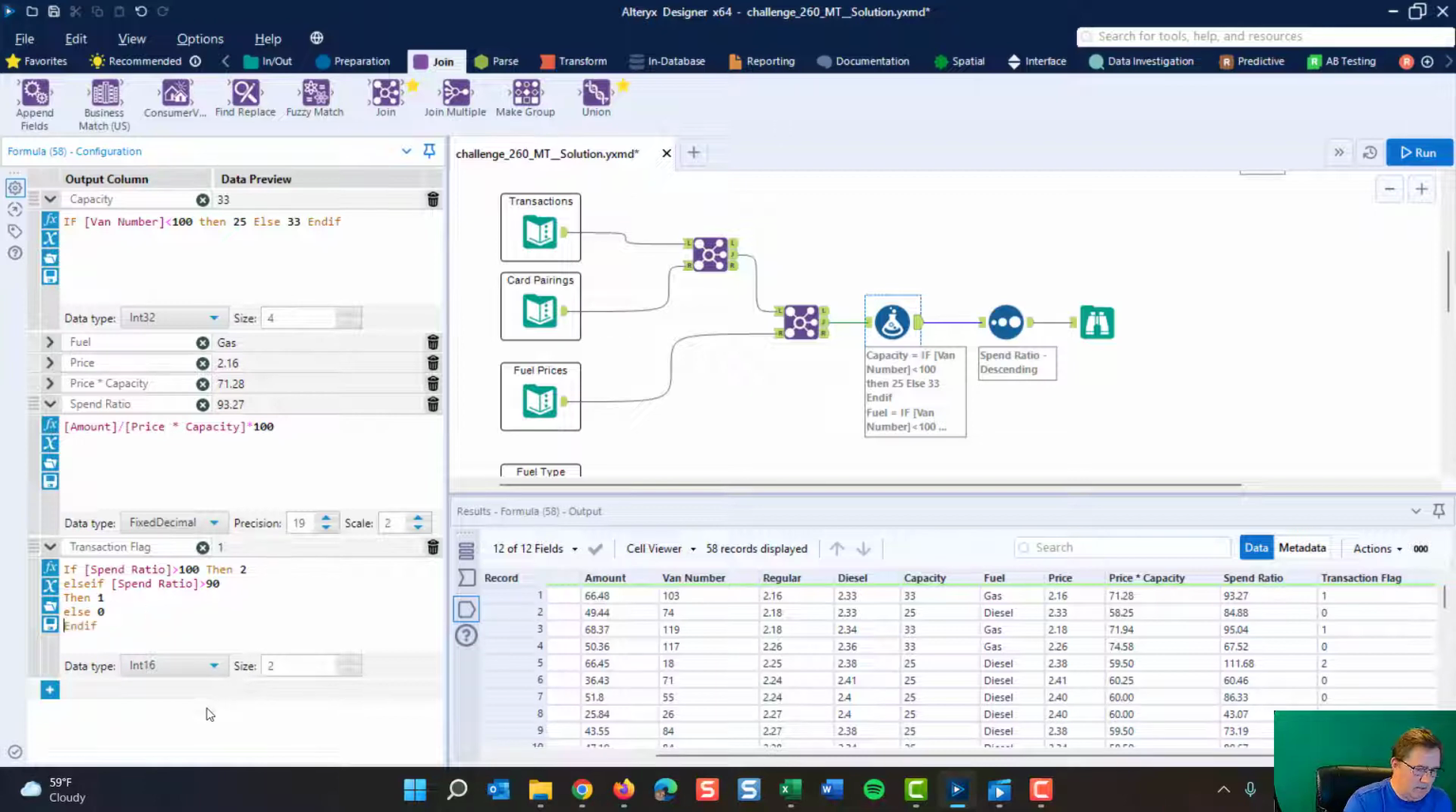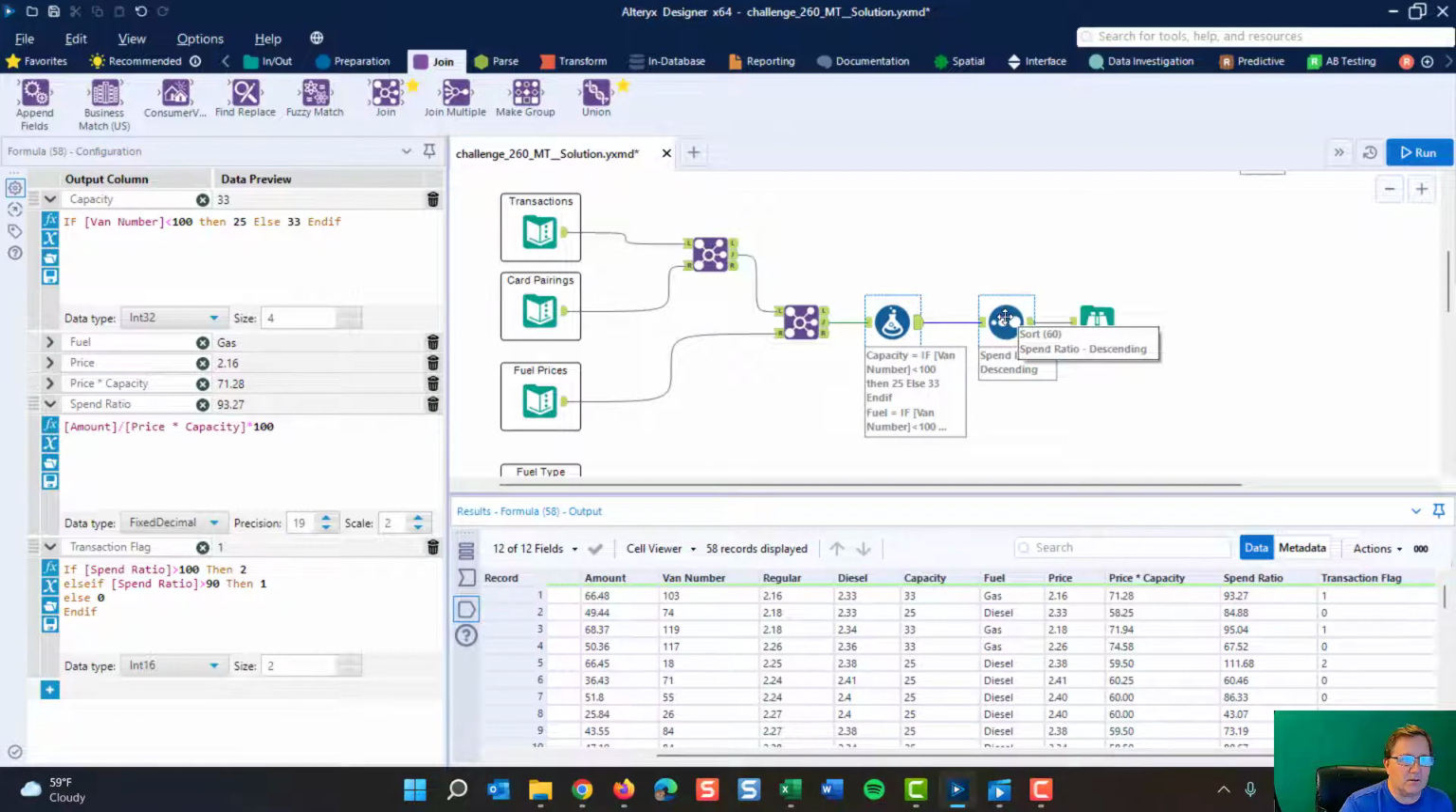I could put a little note in here so you can see each one of these. If it's greater than 100, then 2. Otherwise, if it's greater than 90, put a 1. Otherwise, 0. Maybe we can keep these two consistent. We'll do it like this. Otherwise, greater than 90, get 1. Otherwise, 0.